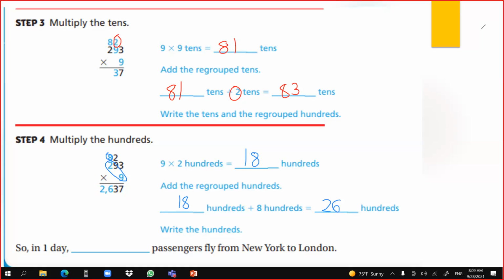Then now, after I multiply the number by the hundreds and then add the 800s, the answer is 26. So now I wrote down 26. So my answer will be 2,637 passengers fly from New York to London. Is it clear? Yes.